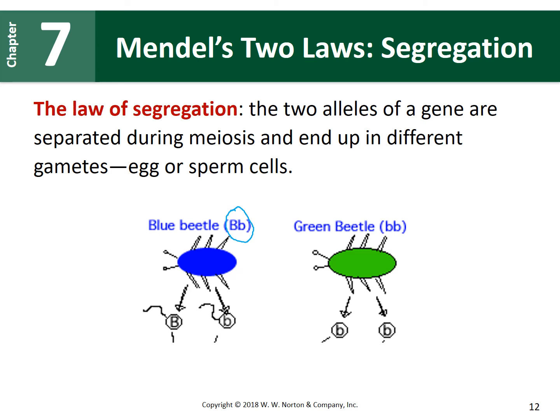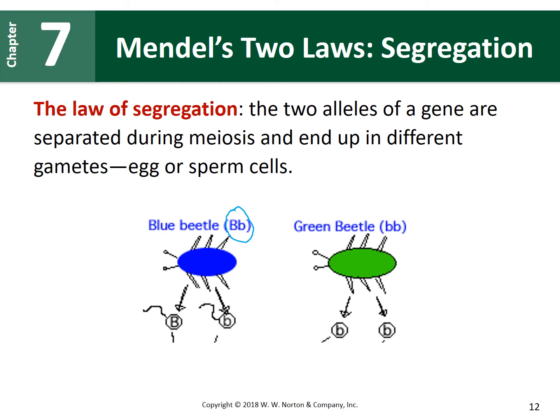In the green beetle, we have little b, little b. So in this case, the little b goes in one cell, the other little b goes into the other cell, or other gamete. So this law of segregation just states what happens to those 2 alleles during gamete formation. Those gametes will then go through random fertilization to produce the different possible offspring.